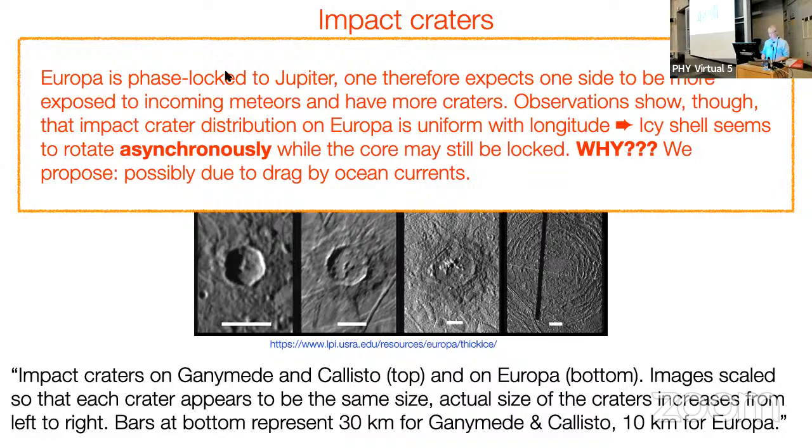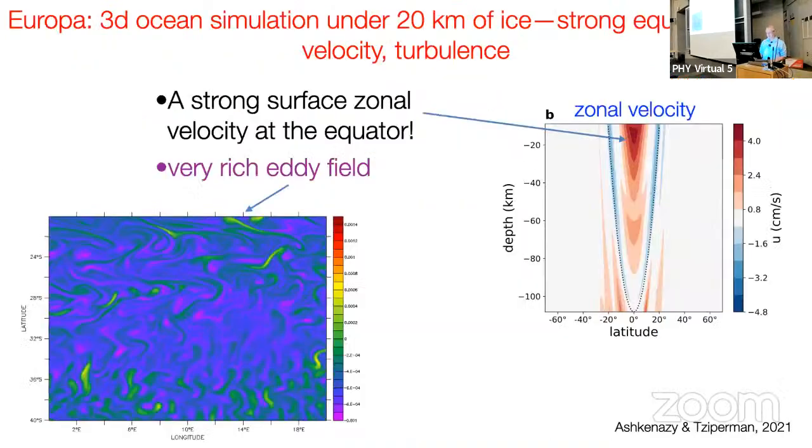So this summarizes it. It's phase locked to Jupiter. By phase lock, we mean the same phase always faces Jupiter. So we expect some asymmetry in the crater distribution, but it's not there. So the question is why.